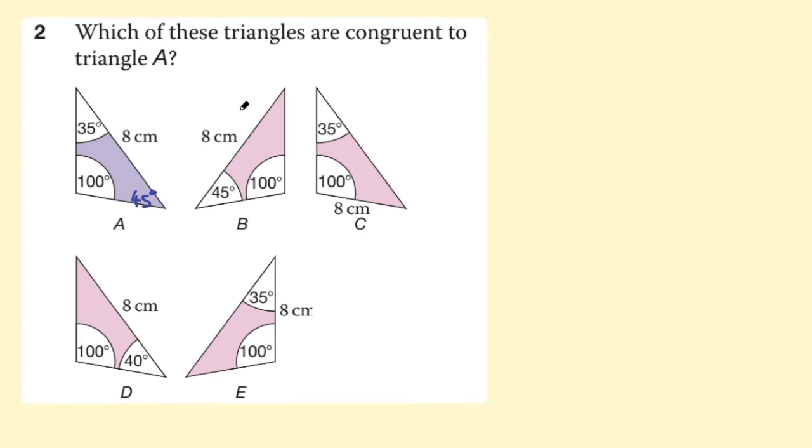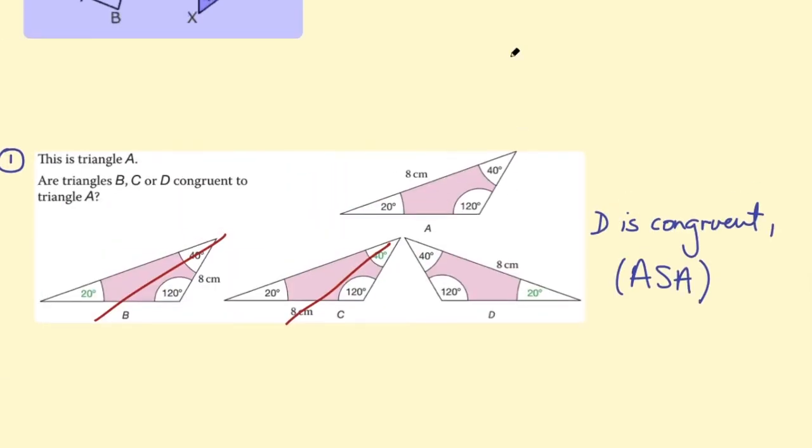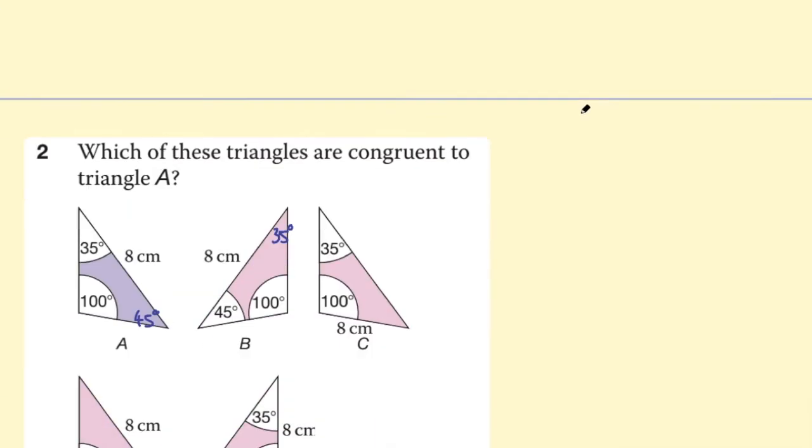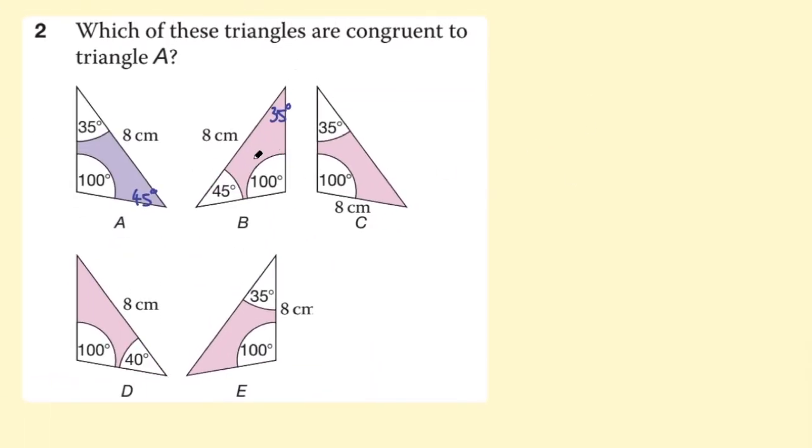And if we look at triangle B, it says we have an angle of 145, just like triangle A, and a side of 8 centimeters. And if we filled this angle in here, it would be 35 degrees. Let's have a quick look at our rules again. Remember, if we've got two angles the same, and the side in between them the same, then we have two congruent triangles. So here we have two angles the same, and the side in between them the same. So B must be congruent.